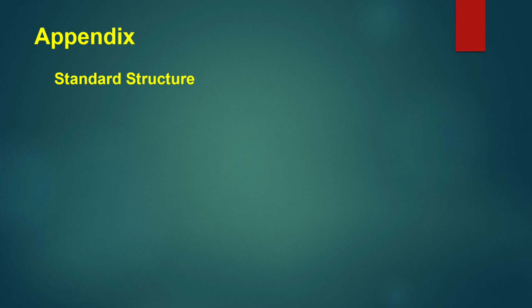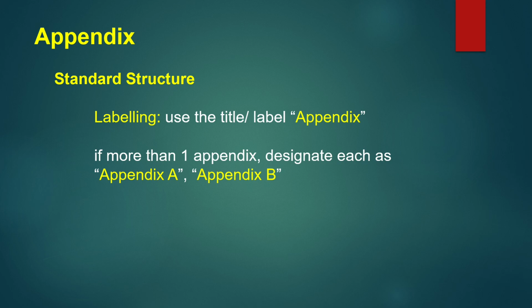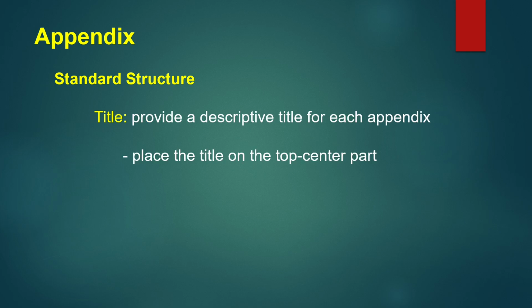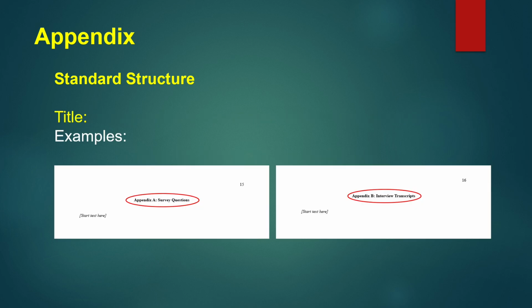Initially, with respect to labeling, use the title or label, appendix. In the event of many appendices, designate each as Appendix A, Appendix B, etc. Furthermore, note that each appendix starts on a new page. As for the title, provide a descriptive title for each appendix and place the label or title at the top center of the page, and it should be written in bold. Here are some examples.